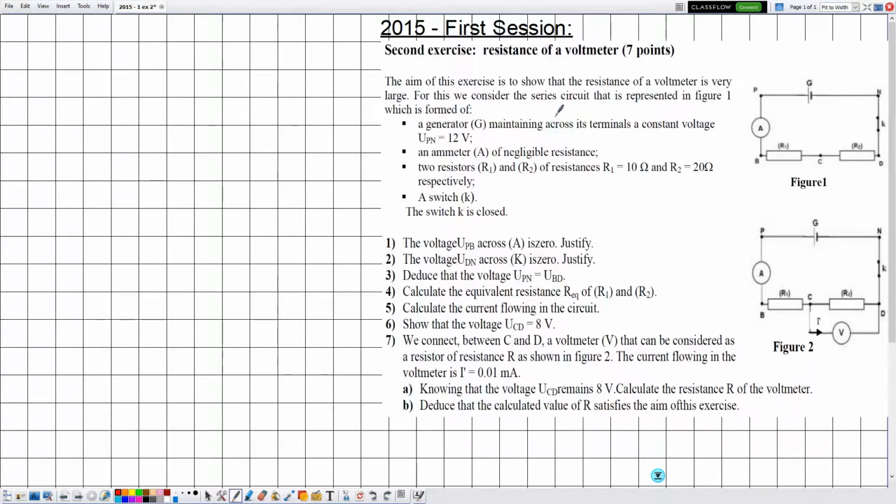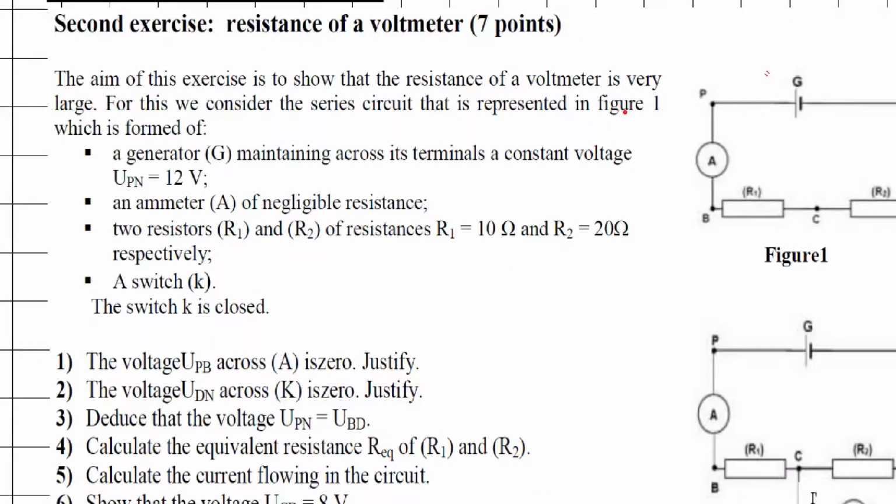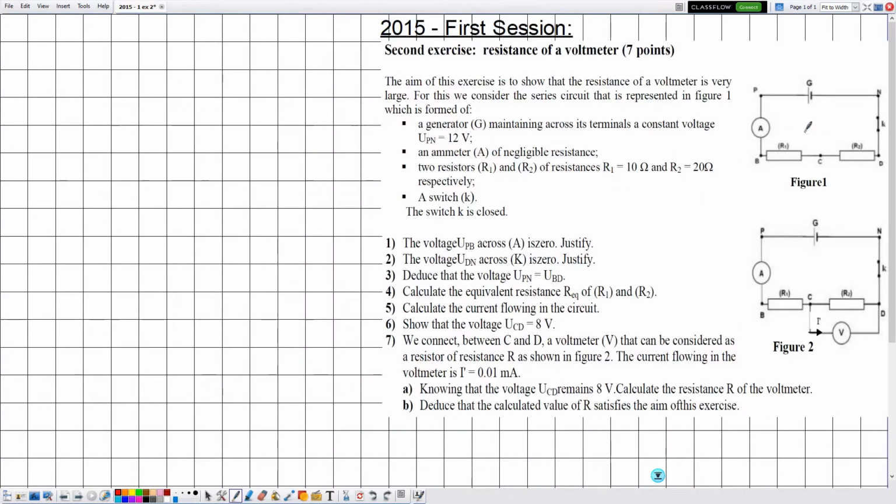For this, we consider the series circuit that is represented in figure 1, which is formed of a generator G maintaining across its terminals a constant voltage UPN equal to 12 volts. The trick in solving such exercises is to write the given voltage on the electric circuit itself. Then the voltage of this generator is 12 volts, which is a DC voltage source.